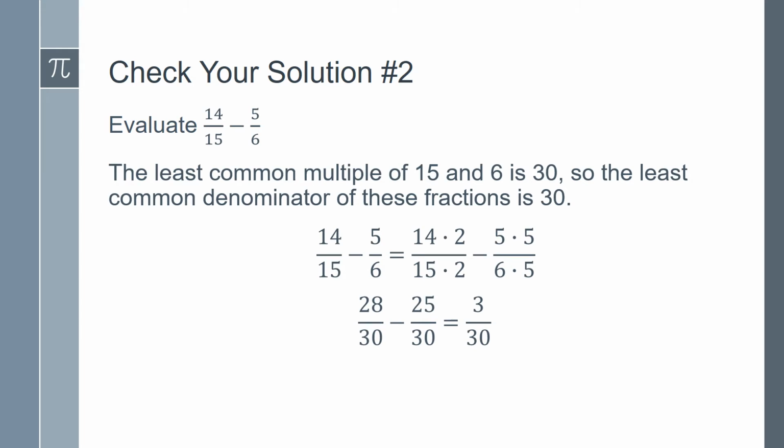This leaves us with 28 30ths minus 25 30ths, which equals 3 30ths. 3 and 30 have 3 in common as a factor, so we can divide the numerator and denominator both by 3 and simplify to 1/10. So now we know that 14/15 minus 5/6 is 1/10.